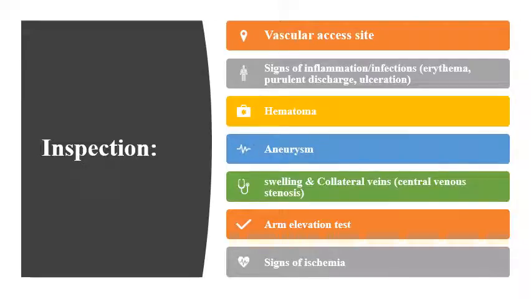These are the items you should know while you are doing the inspection for your patient. Number one is the site, then signs of inflammation or infection, then swelling, hematomas and aneurysms, swelling of the arm itself, and the presence of collateral veins or not. Then you can look for signs of ischemia and do the arm elevation test. These are the items of inspection. To start with the first one, which is the site.